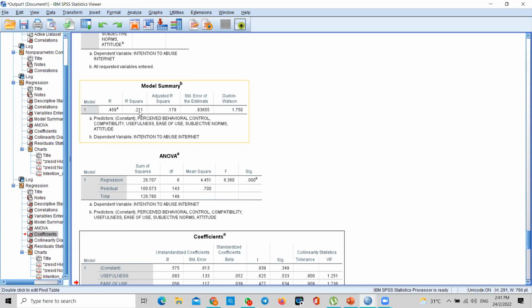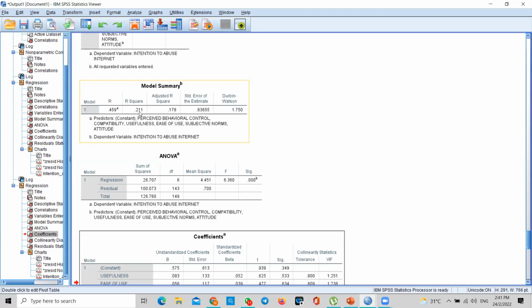So what do you do? Is your study too bad? Not necessarily, because you took those factors from the literature review and underpinning theories. Later, in your suggestions for future studies, that's where you will say that your study captured only 21.1%. So future researchers should identify other variables that may explain the user's intention to abuse the internet. Are you following me? Yes, sir.